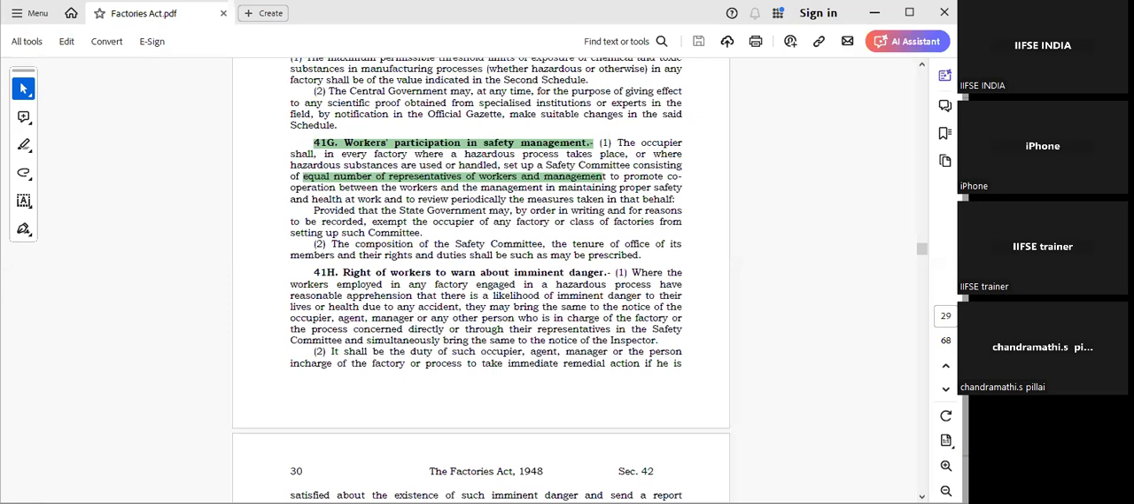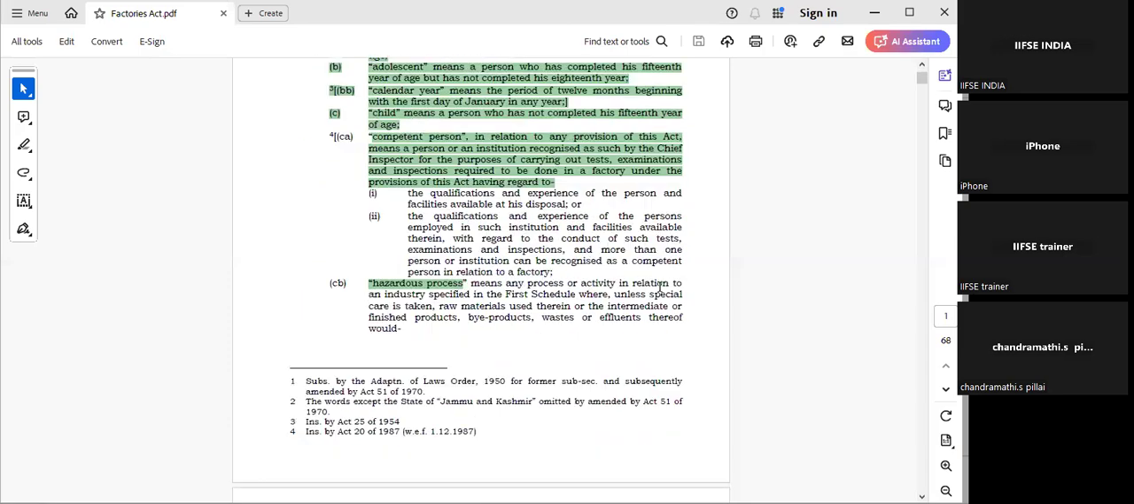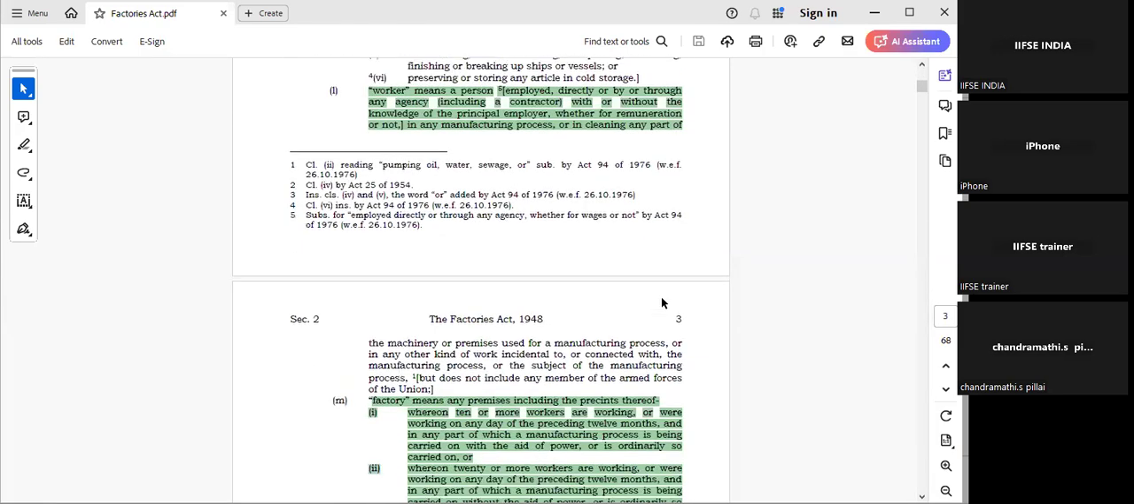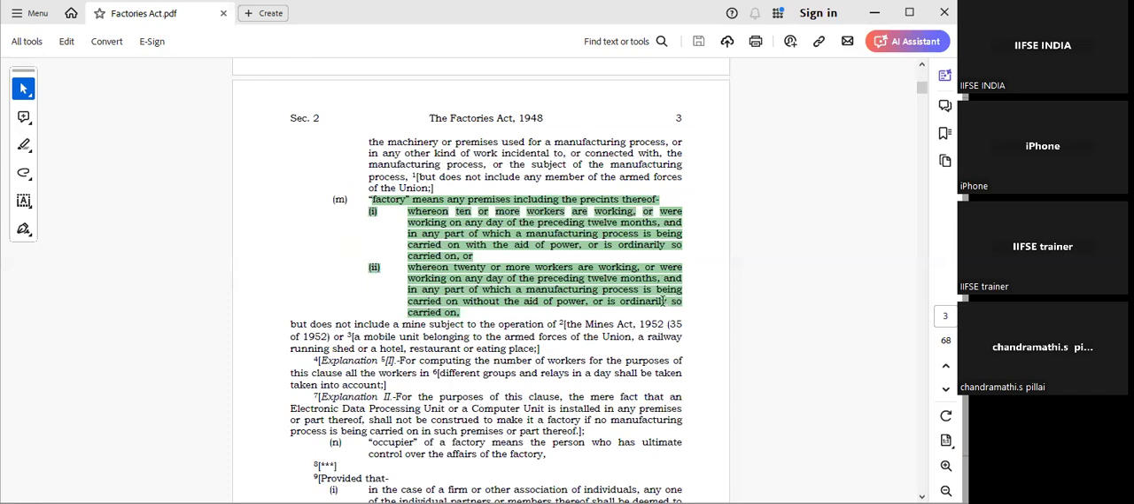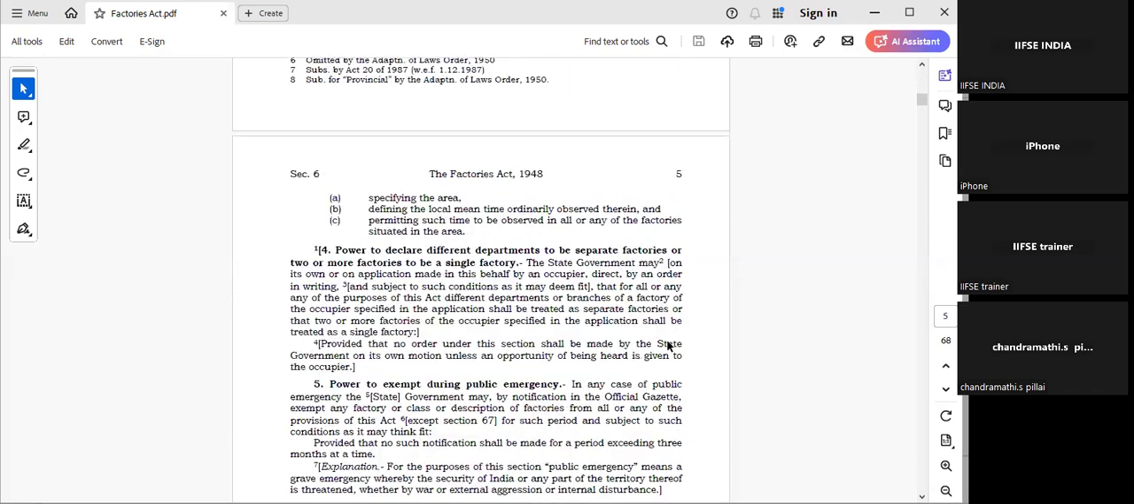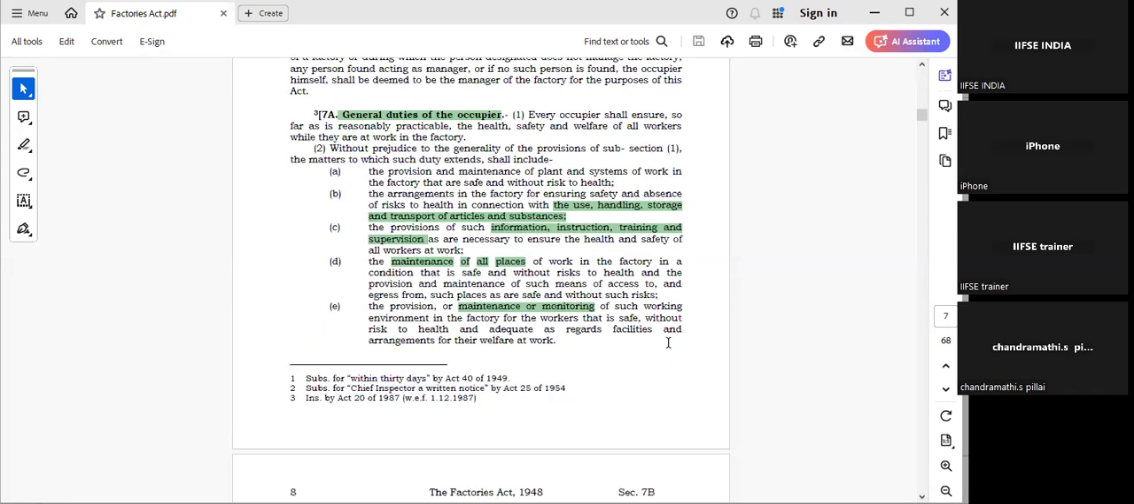Okay, thank you. To take a quick recap of our last two classes, we started with the Factories Act 1948. In the initial class, we saw all the chapters. Then we started from chapter 1, which starts with preliminary. We saw the basic definitions applicable to a factory, and what is meant by manufacturing process, what is meant by factory, who is meant by worker.